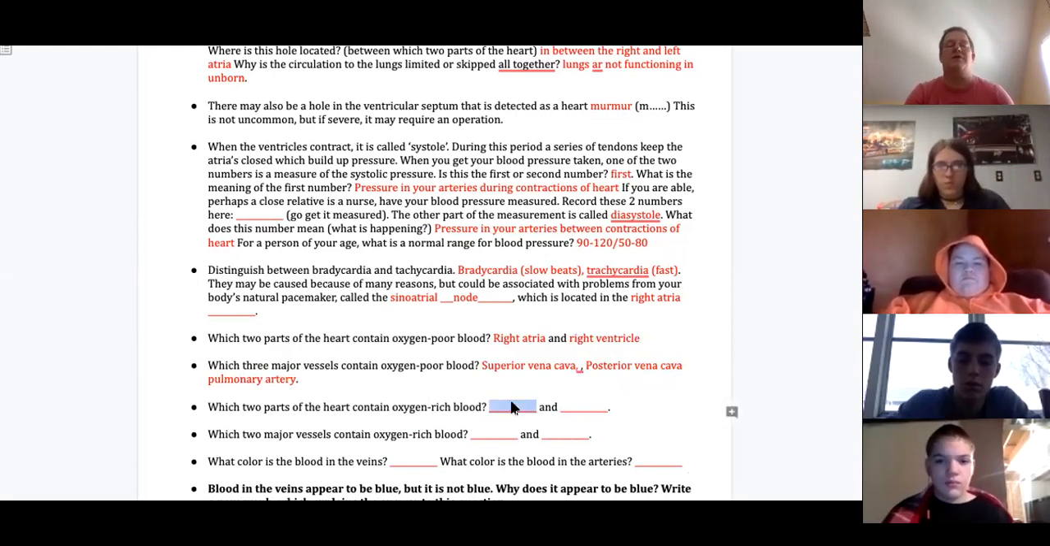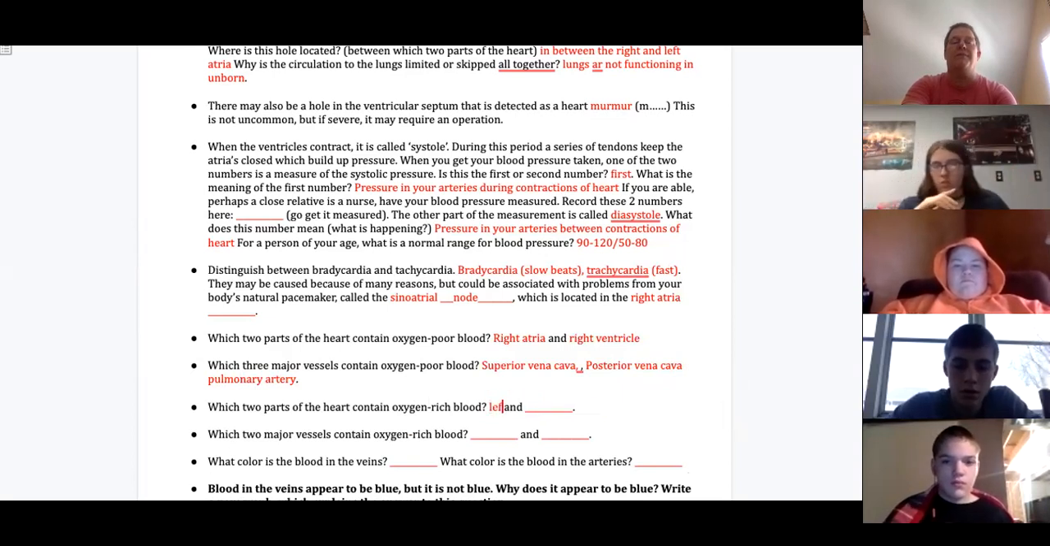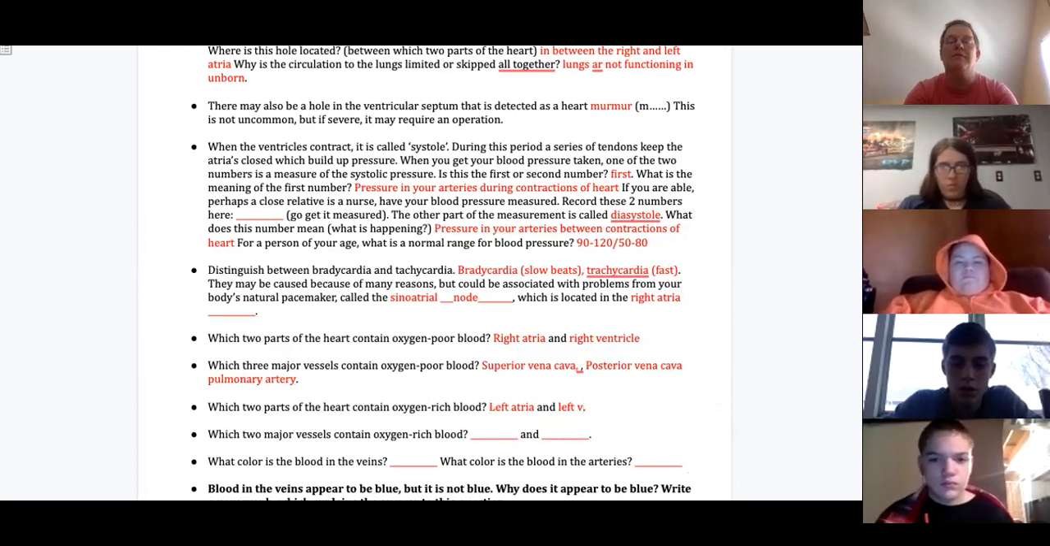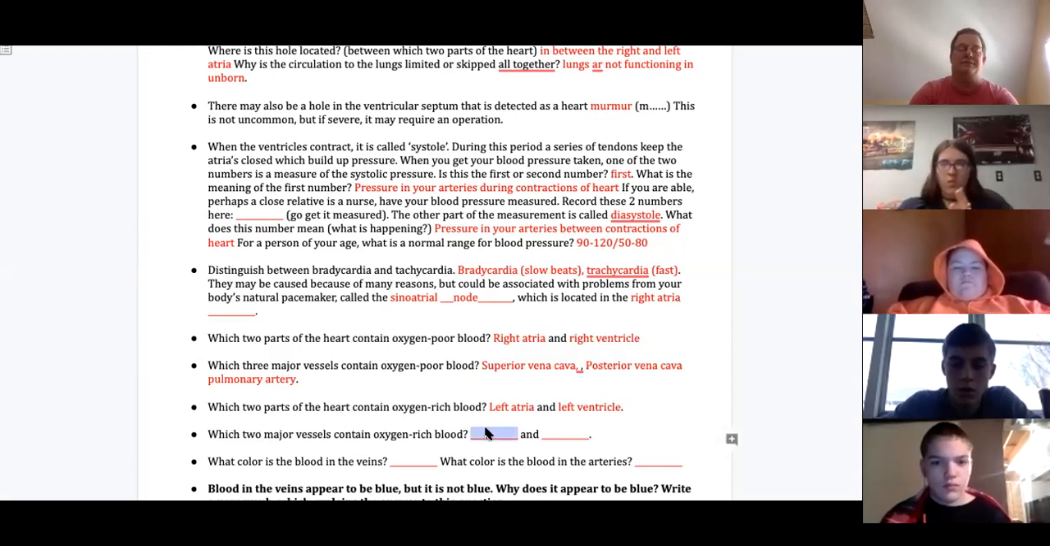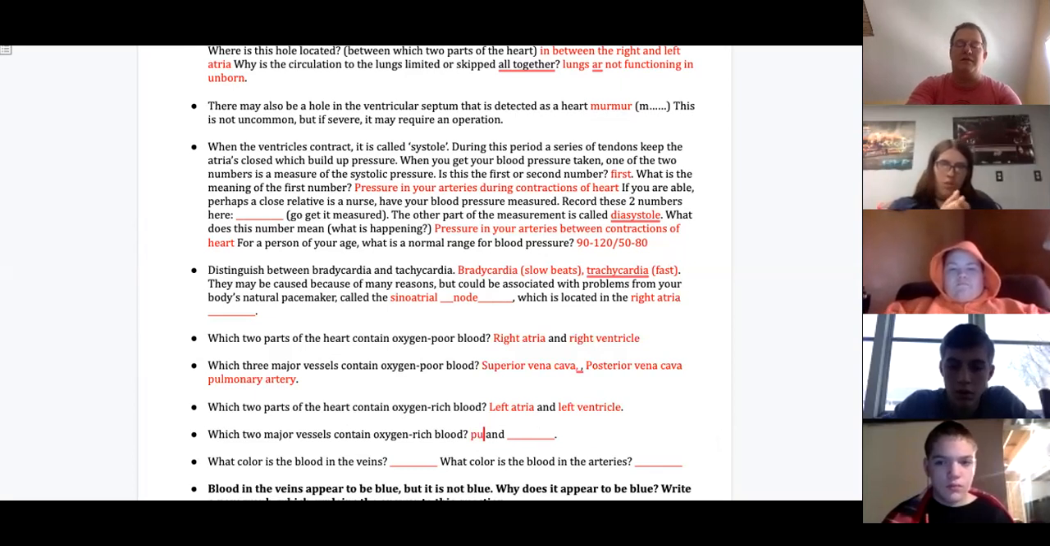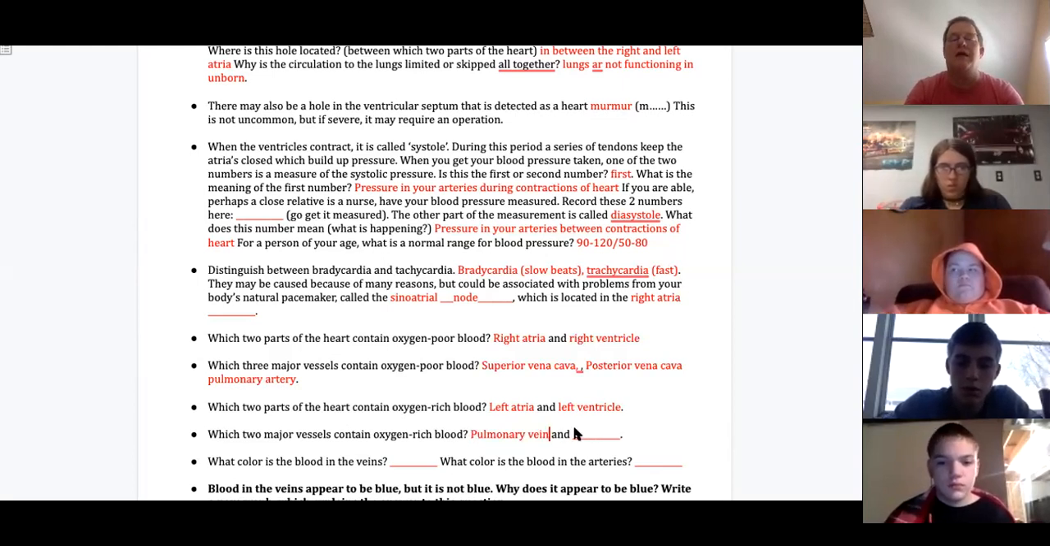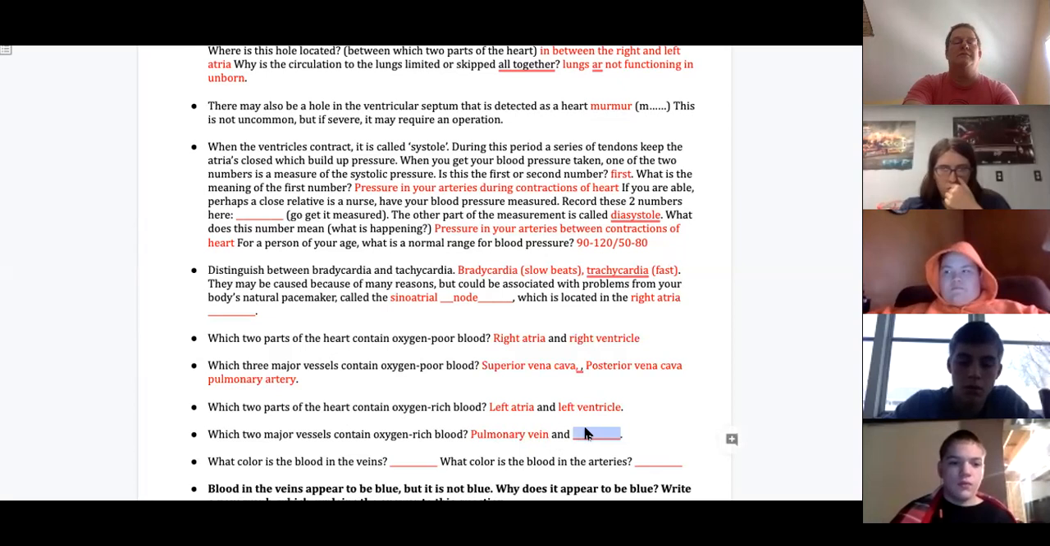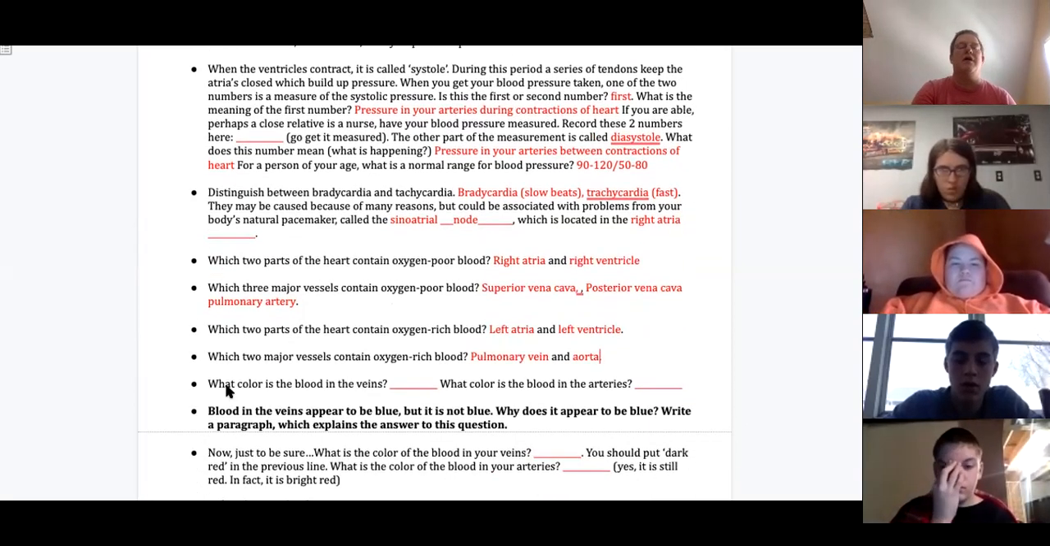Two parts of the heart contain oxygen-rich blood: the left ventricle and left atrium. Two major vessels that contain oxygen-rich blood: the pulmonary vein and the aorta.